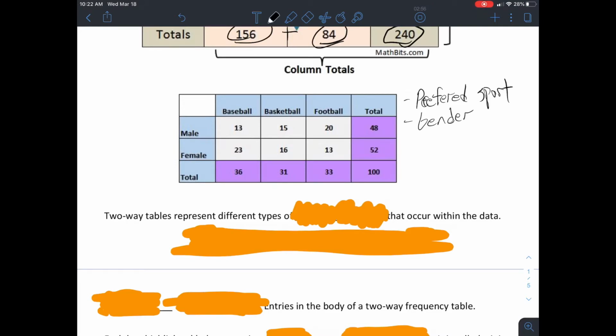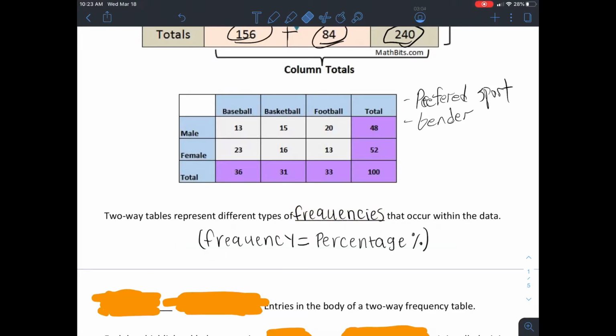All right, so two-way tables represent different types of frequencies that occur within the data. Now, class, a frequency is a fancy way of saying a percentage. So let's take a look at what I mean there. So, there were 13 men who preferred baseball, right? So we can actually make a frequency out of this by looking at the total.